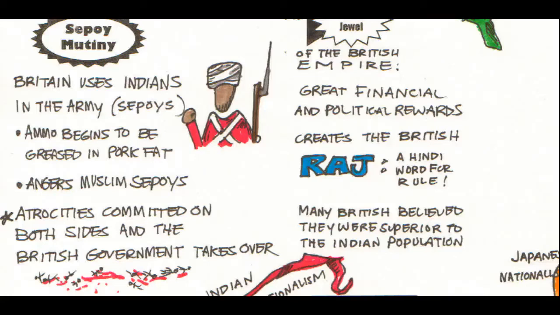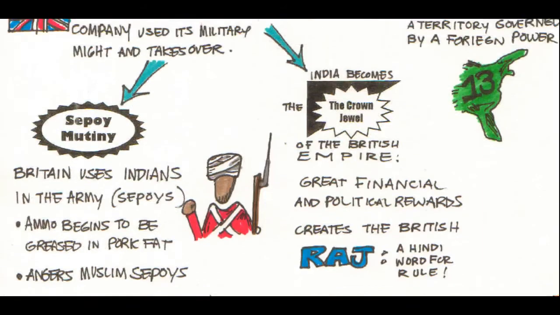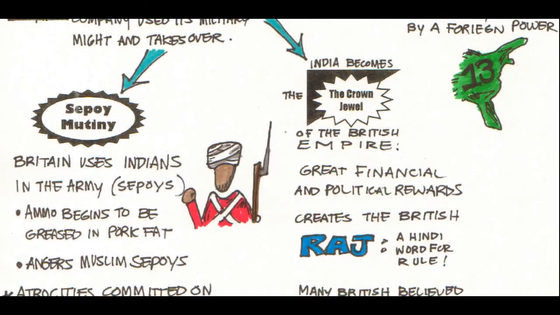Atrocities are committed on both sides, and eventually the British government comes in and takes over for the British East India Company. Through this, India becomes known as the crown jewel of the British Empire because there are a lot of resources being shipped from India back to Great Britain, and allows their economy to be very prominent and successful.